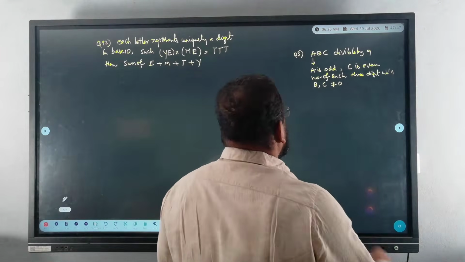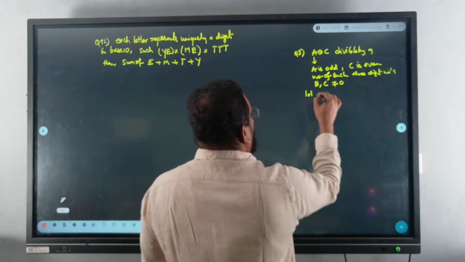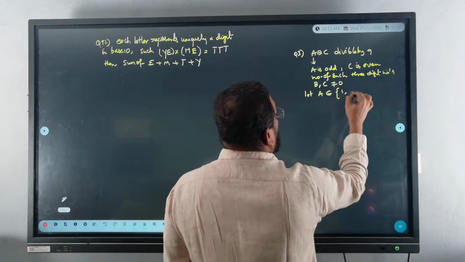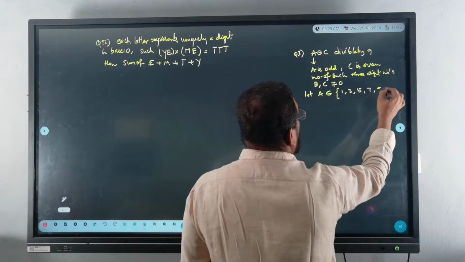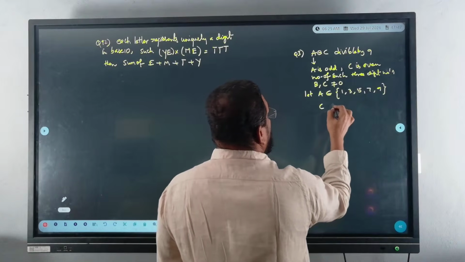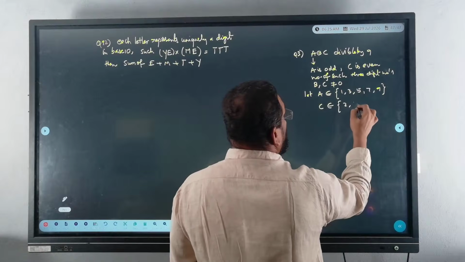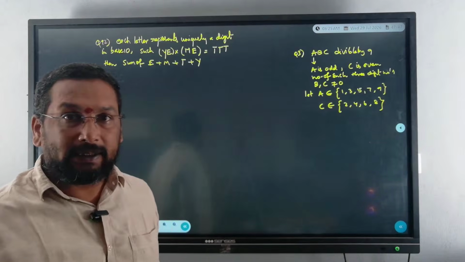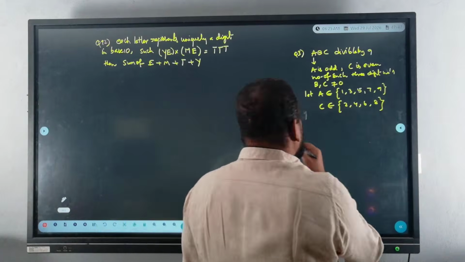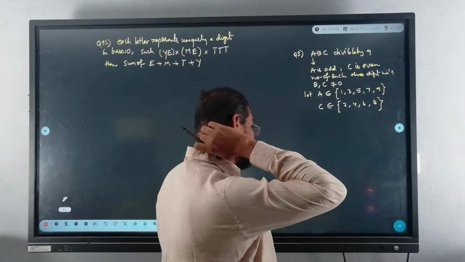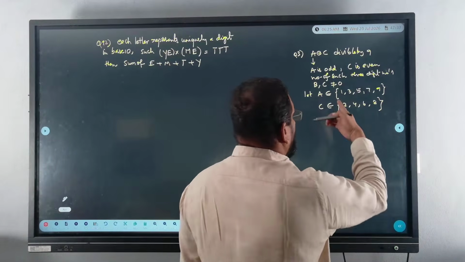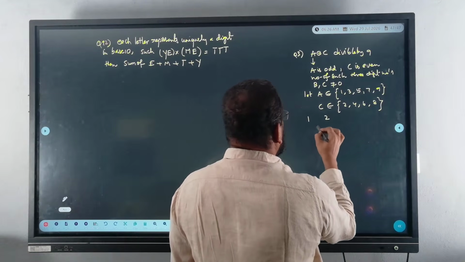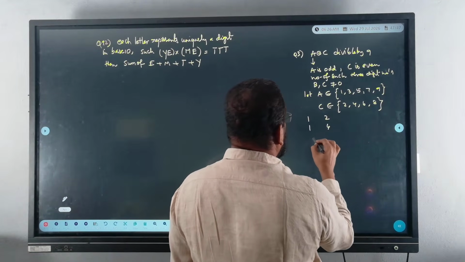Okay, see, let A belong to 1, 3, 5, 7, 9 and C belong to 2, 4, 6, 8. Then what will we get? Suppose if you take 1 here, then 2, 1, 4, 1.